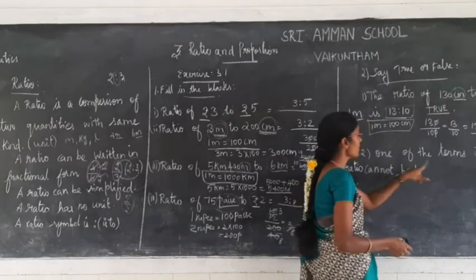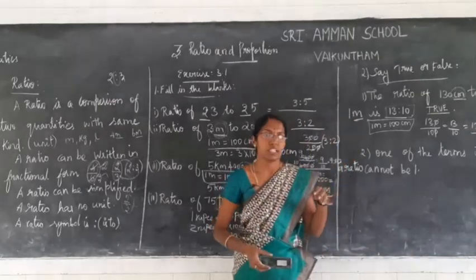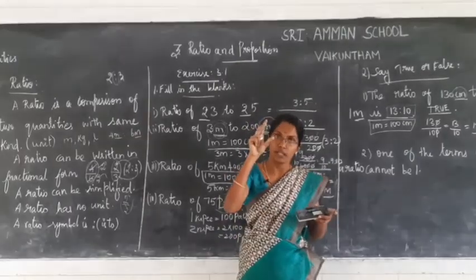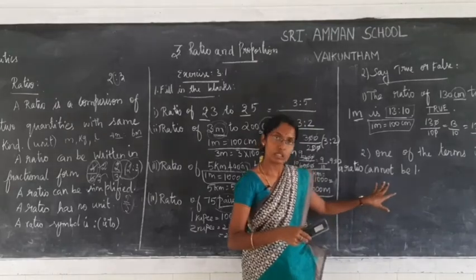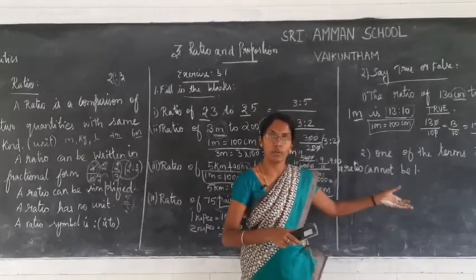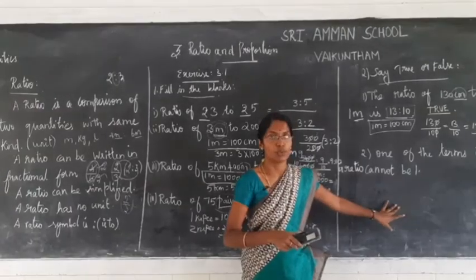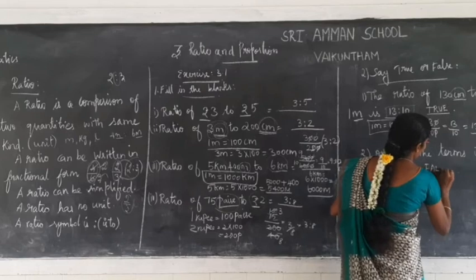So next one: one of the terms in the ratio cannot be 1. They had given that any number, that is the ratio that is having numerator and the denominator, either a numerator or denominator should not have 1. It is wrong. 1 is also a rational number. It can also be present in the ratio. So the statement is false.